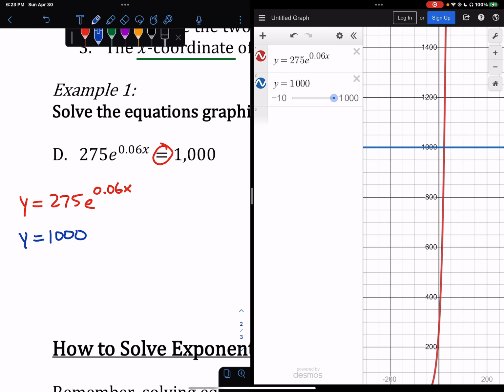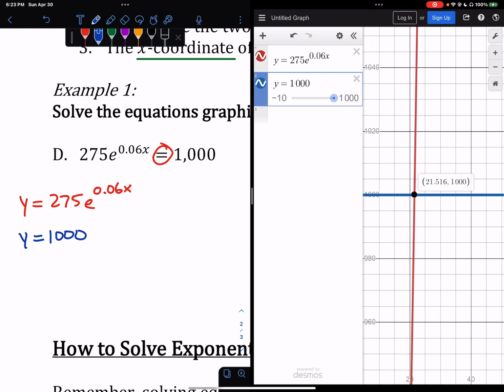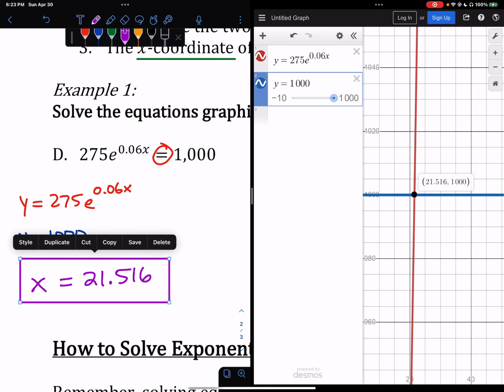So we can now just go see where they intersect, zoom in a little bit, tap on one of the graphs. It doesn't matter if you tap on the red one or the blue one, but you'll notice there's that gray dot that shows up. If I tap on that gray dot, it shows me 21.516, comma 1,000. I don't really care about the y coordinate. It's the x coordinate we want. So x equals 21.516. And that is the answer for that equation.